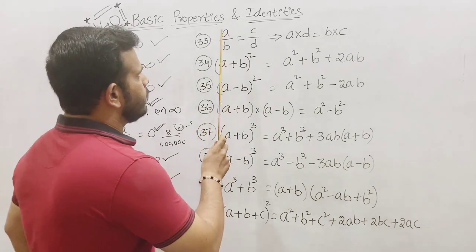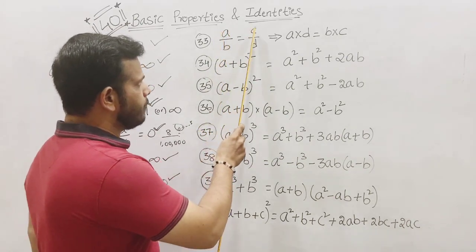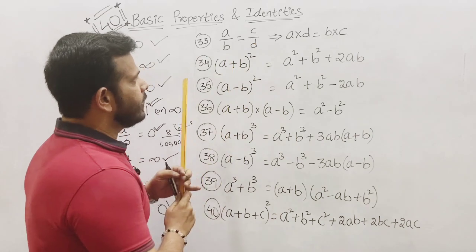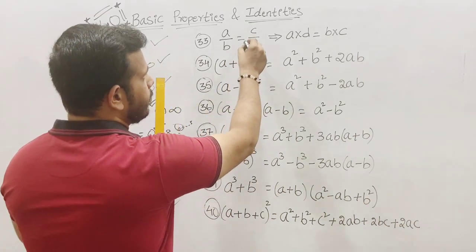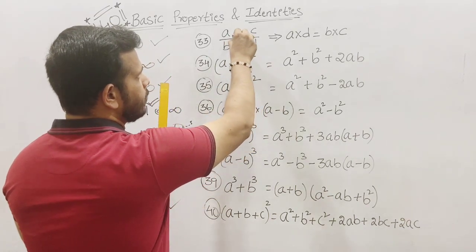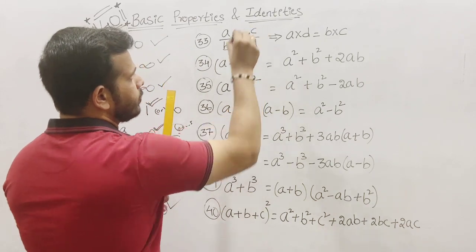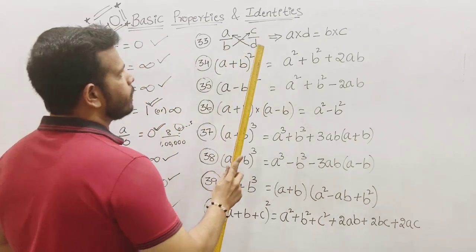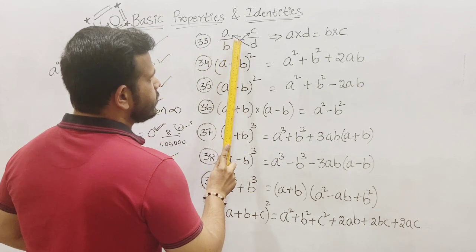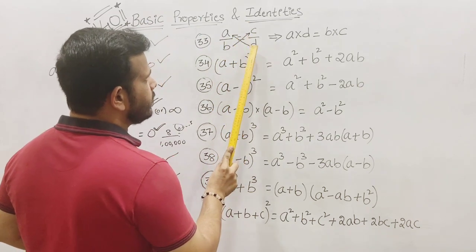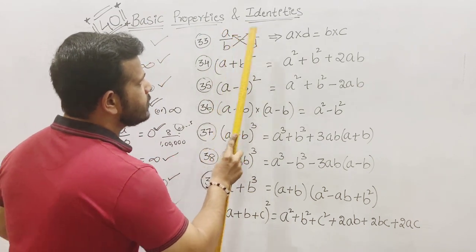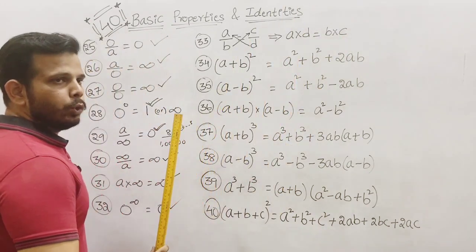Okay. A by B equal to C by D, here we are cross multiplying. We say it as cross multiplication. Okay. So if A by B is equal to C by D, then A into D is equal to C into B, B into C.